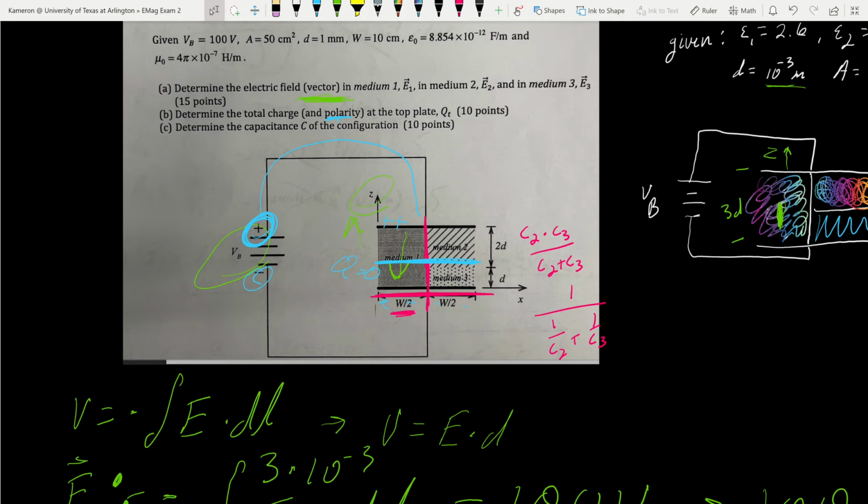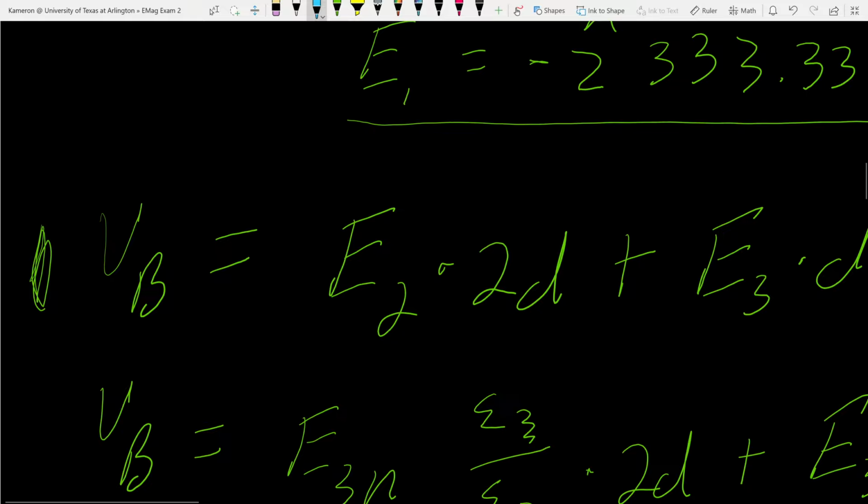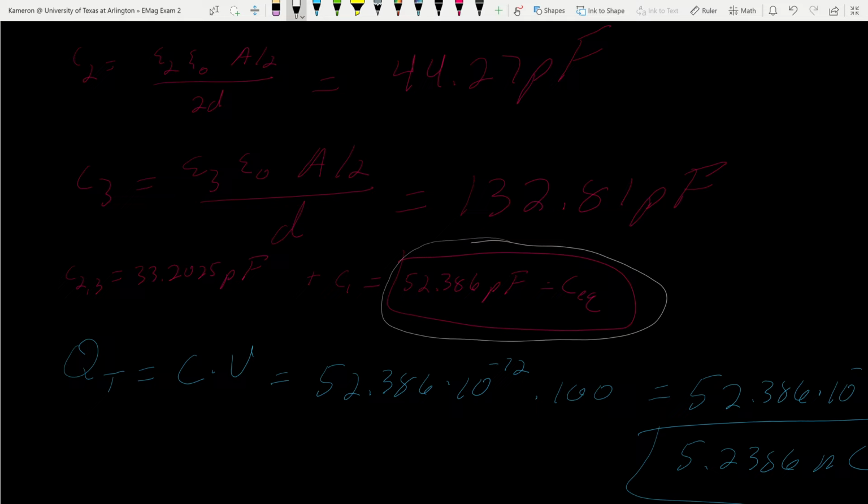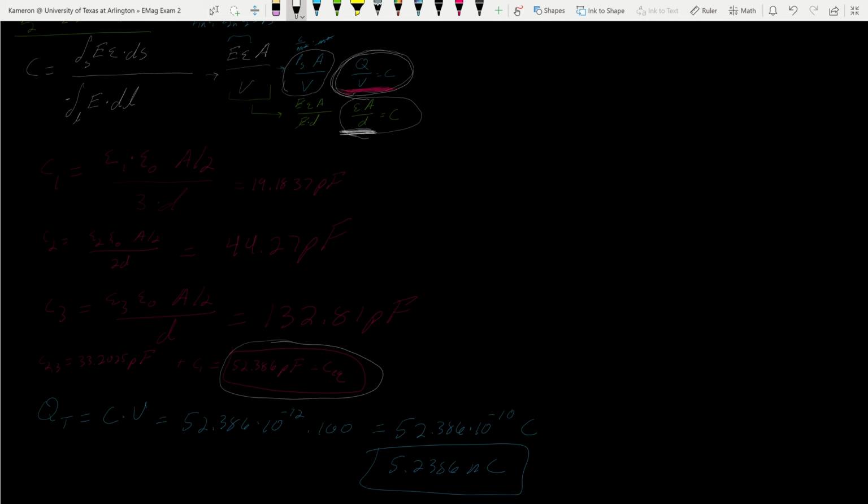Let's see. Alright, so the last question is determine capacitance. Well, we already did that to solve for the charge. So the final question was this right here. That's it. So, that's all of that.